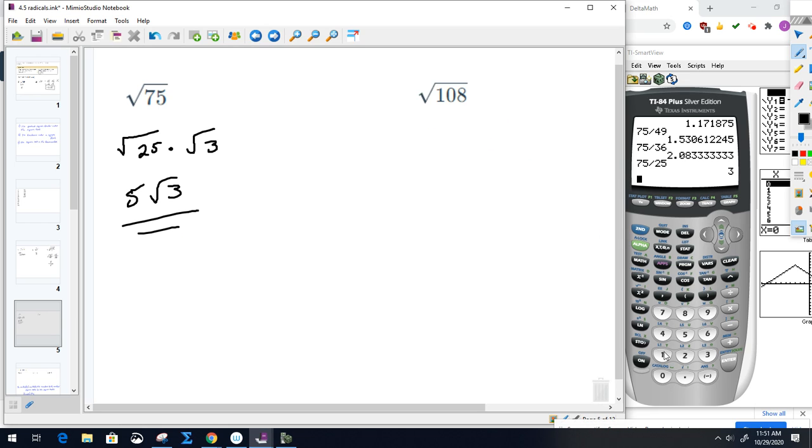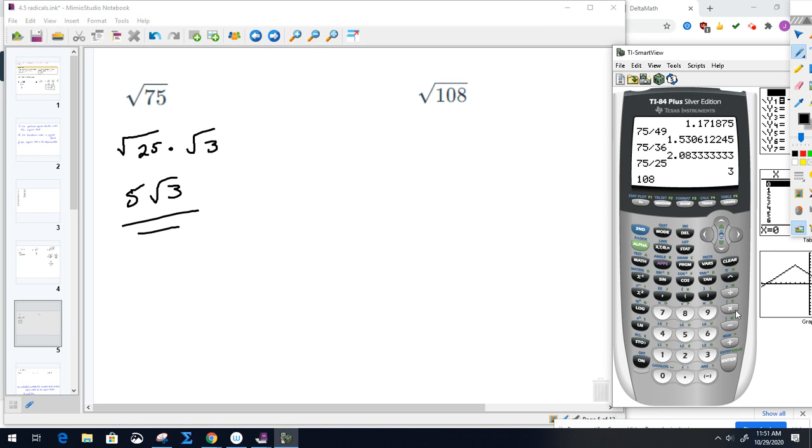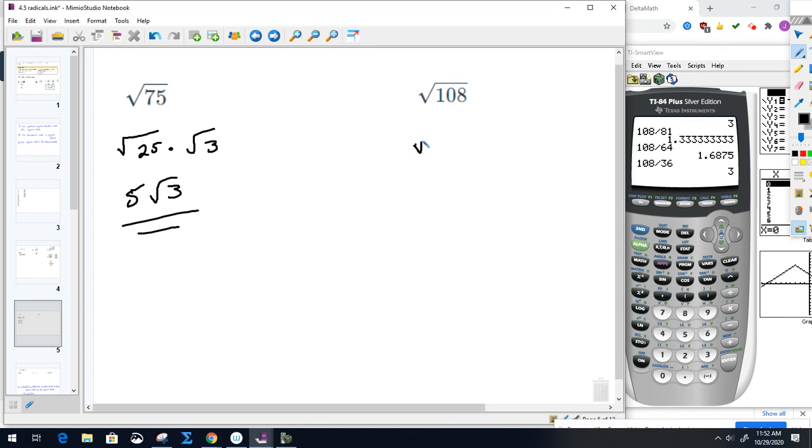Look at number 108. Again, I can do the same thing and go 108 divided by 81. Doesn't work. 108 divided by 64, you might think it works. It does not. 108 divided by 36. And that works. So this would be written as the square root of 36 times the square root of 3, because 3 times 36 is the same exact thing as 108. And I can simplify square root of 36 to 6, square root of 3.